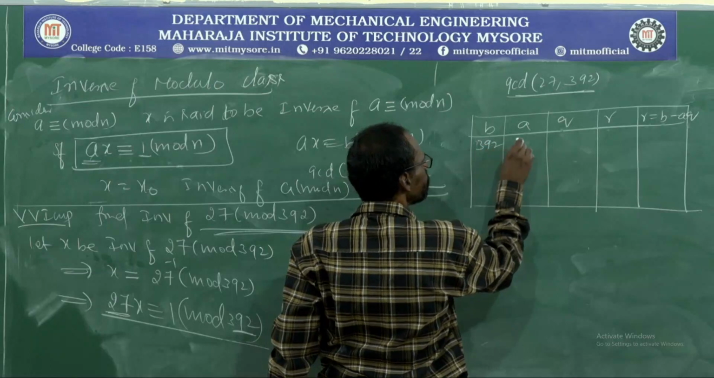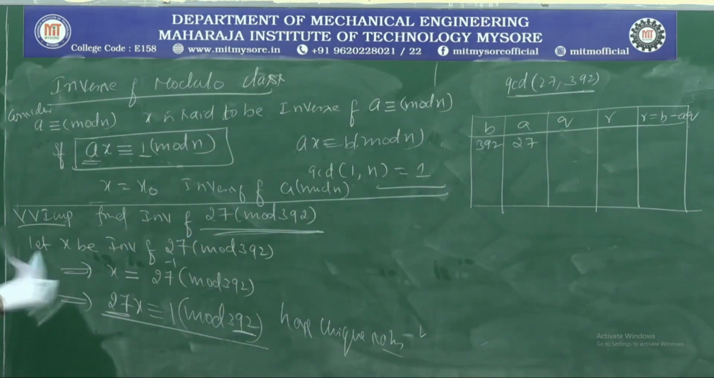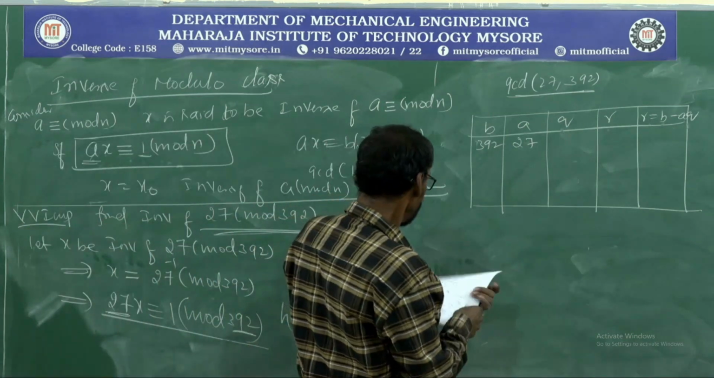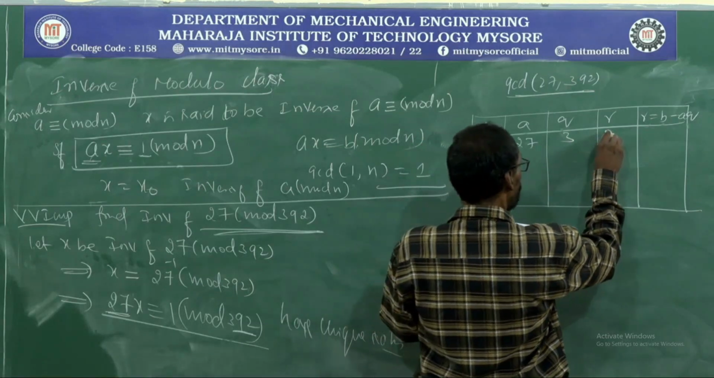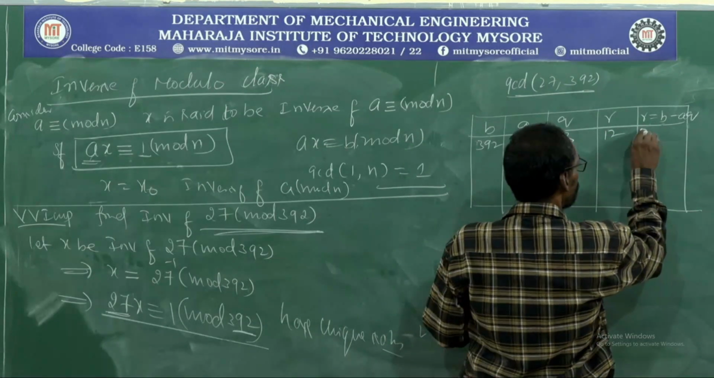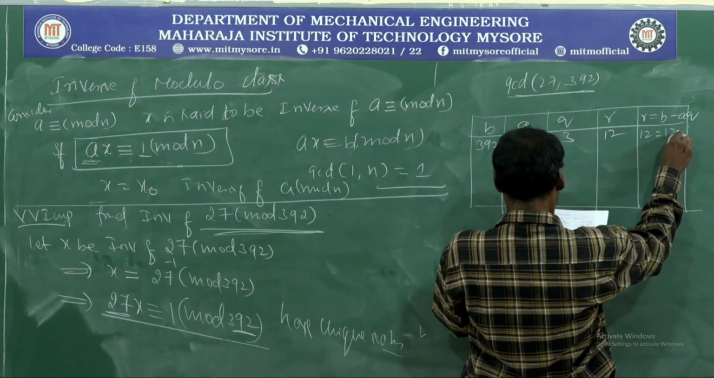Bigger value 392, smaller value 27. I am ready with the solution because I don't want to waste my time. So Q equal to 3, R equal to 12.